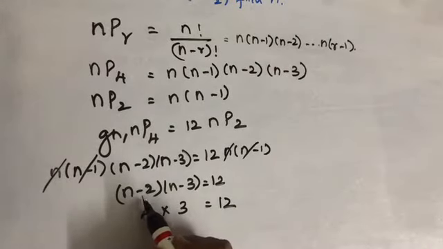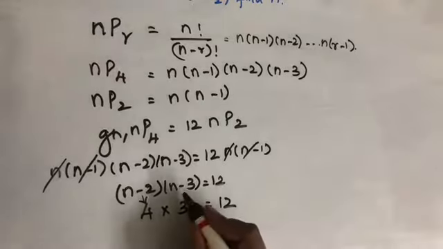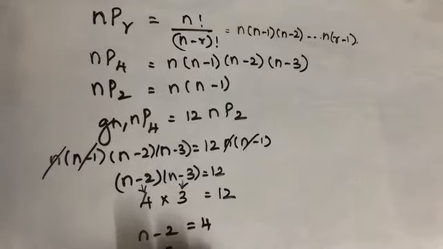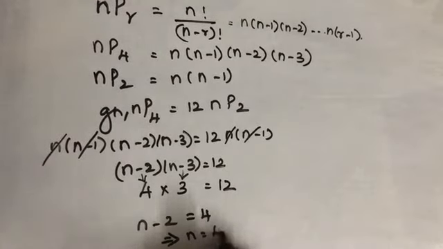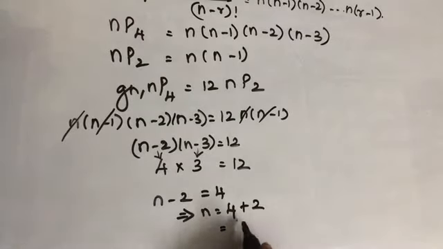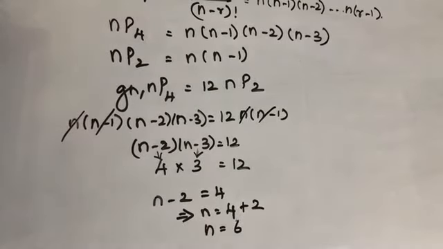That means n minus 2 is equal to 4, n minus 3 is equal to 3. So n minus 2 is equal to 4. That implies n is equal to 4 plus 2, and it is equal to 6. So n is equal to 6.